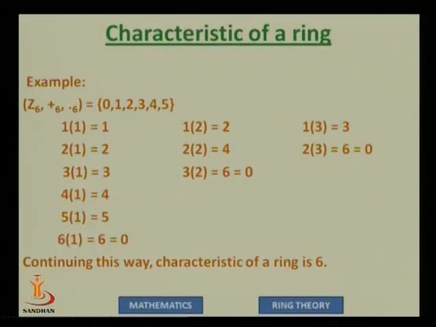Of course, 6, 12, 18 all are doing the role, but 6 is actually the smallest positive number satisfying 6 times every element equal to 0, and so 6 is the characteristic of the ring.